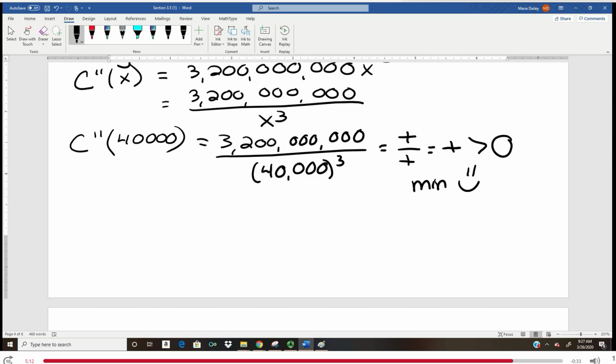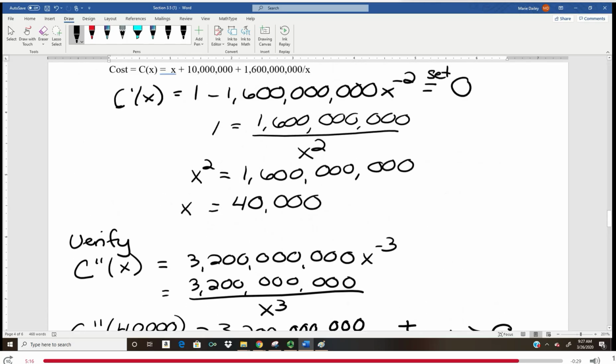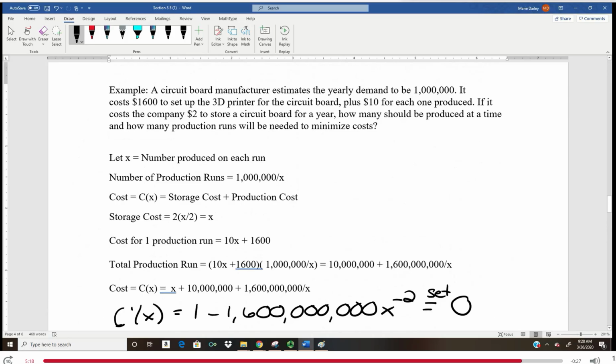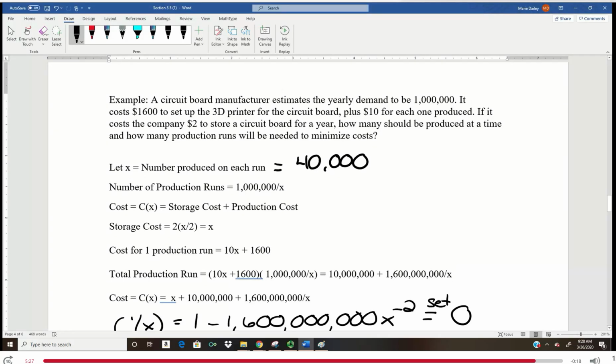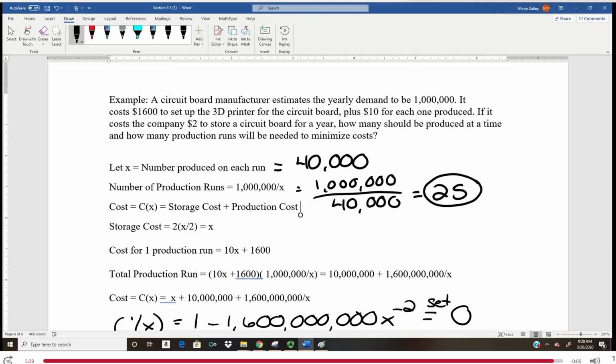Okay, so it asks, how many should be produced at a time? Well, that answer here then is the number produced on each run. That should be 40,000 circuit boards. The number then produced is 1 million divided by x. So in other words, 1 million divided then by 40,000. Well, 1 million divided by 40,000, that is 25. So this company is going to be producing 25 runs of 40,000 circuit boards.